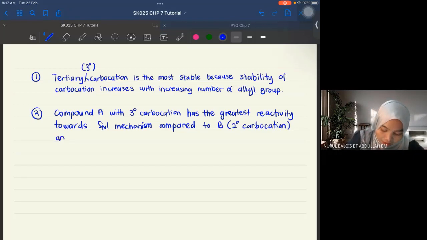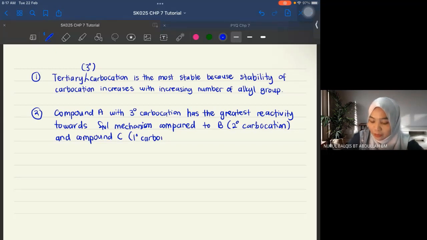and compound C. Okay, compared to B and compound C. Compound C bagi tahu dia primary. Bila awak dah bagi tahu dia carbocation apa, awak tak boleh cakap dah yang B lagi stabil ke apa, sebab kita dah bagi tahu dekat atas tu yang stability dia bila kelas dia punya carbocation tu makin banyak alkyl group. So kita faham lah carbocation kalau primary ada satu sahaja. Okay, bila awak dah cakap tertiary carbocation more stable bila banyak alkyl group. Jadi bila dia banyak alkyl group, dia akan has the greatest reactivity towards SN1 reaction.